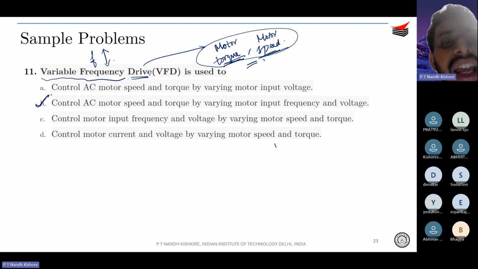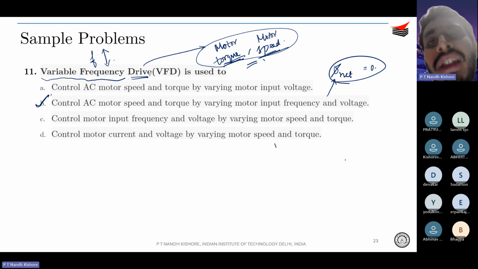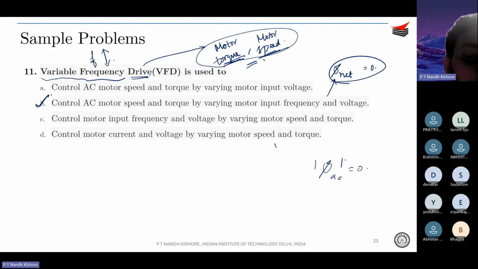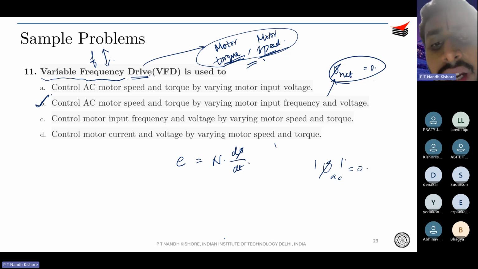So how? Any AC machine operates on the principle of flux balance. Essentially the net flux should be constant, or the net flux should be zero. That is the idea. In any AC machine, the average flux, or the net flux, should be zero. You may know from Faraday's law of electromagnetic induction that the induced EMF is N times d phi over dt.